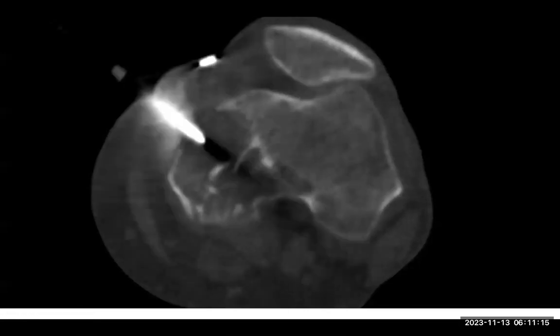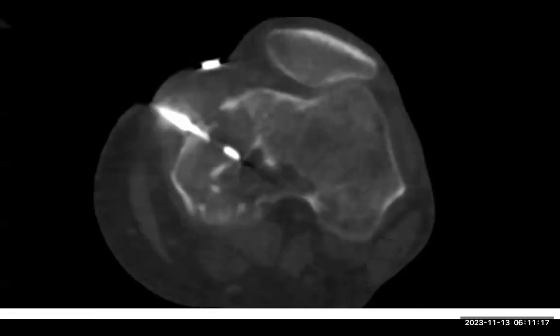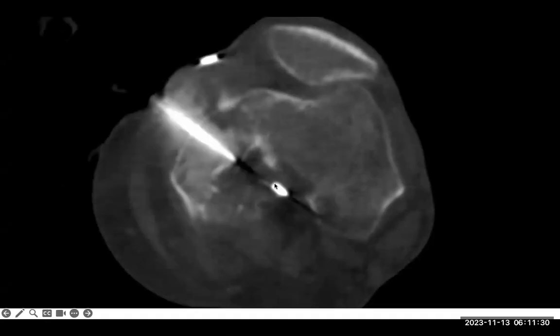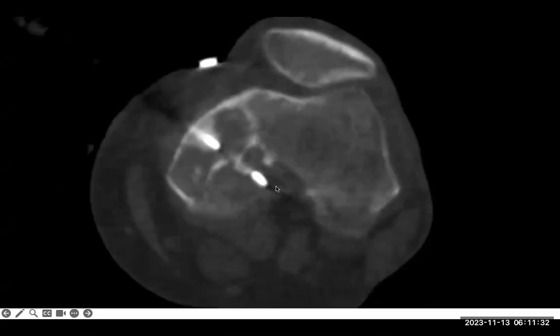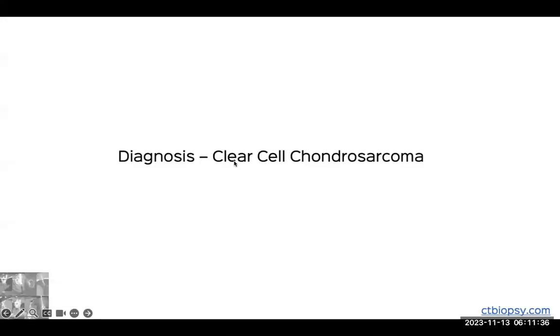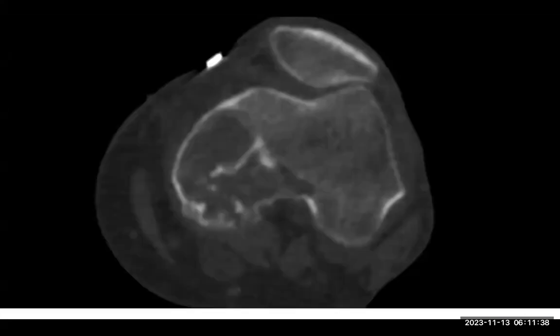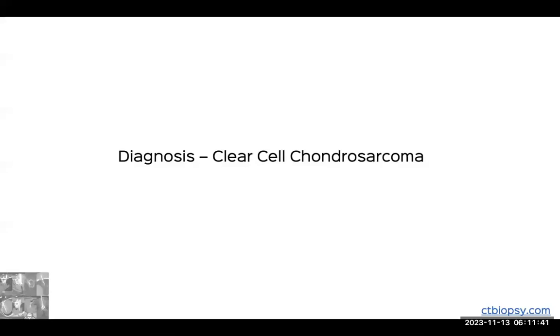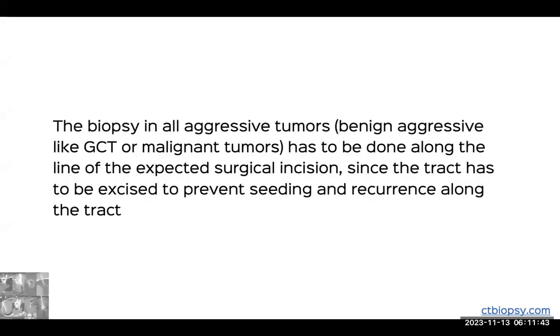And this is what I did, just went anteriorly. This is where the incision would be taken for the surgery. You can see that I've used a 16 gauge, and then I've deployed the gun here, and taken some material more distally, then something from the center, including the septum here. And that's pretty much the end of the biopsy. So the diagnosis was clear cell chondrosarcoma.